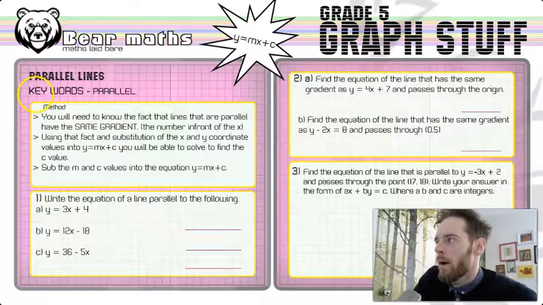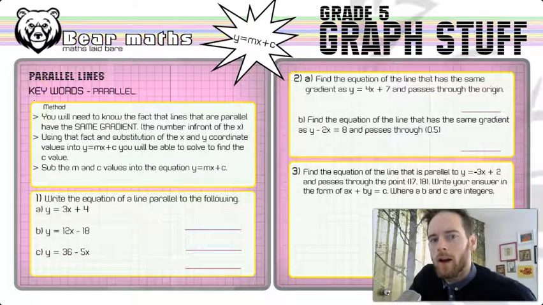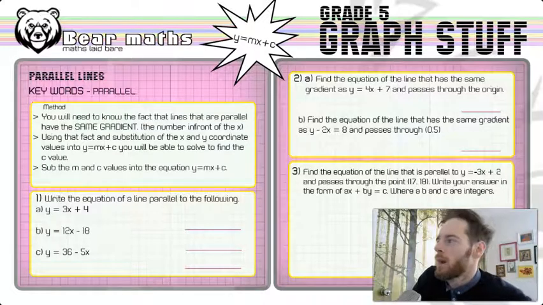This video is on parallel lines, and the key word that I've got for you is parallel. Now, when things are parallel, they will never meet. So when two lines are parallel, they will never cross. There will never be points of intersection. And I did mention that in the last video.